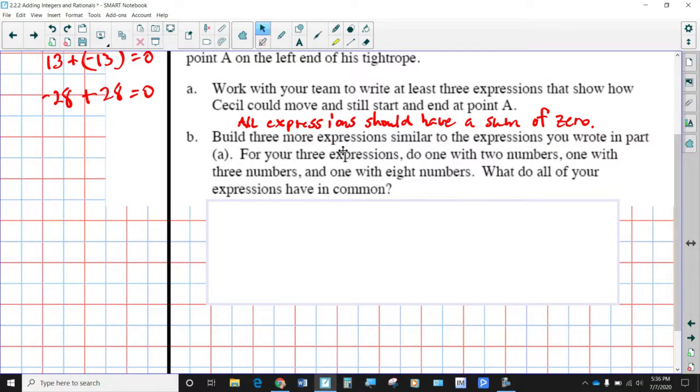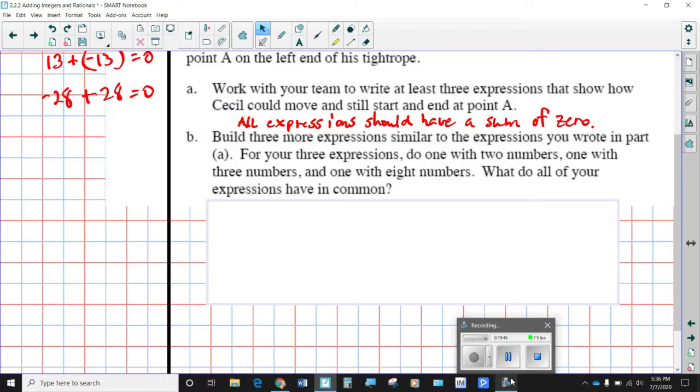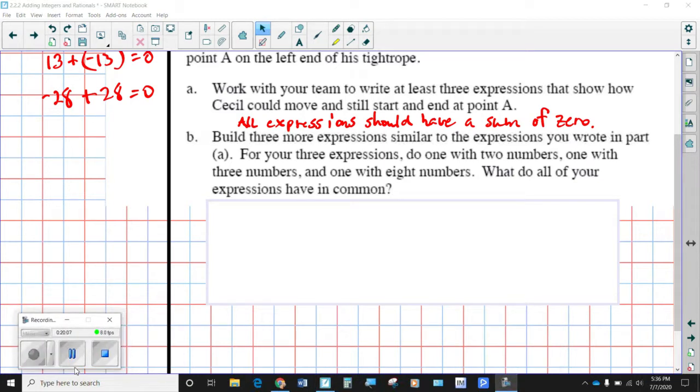Now, build 3 more expressions similar to the expressions you wrote up here. For your 3 expressions, one with 2 numbers, one with 3 numbers, and one with 8 numbers. Holy moly, what do all of yours have in common? All right, go ahead and pause and work through those and see what you get.